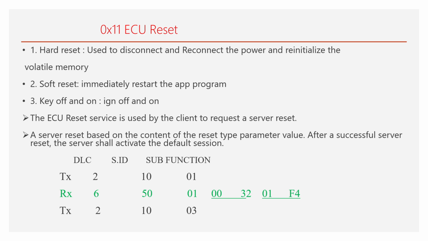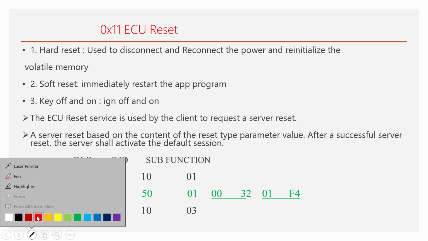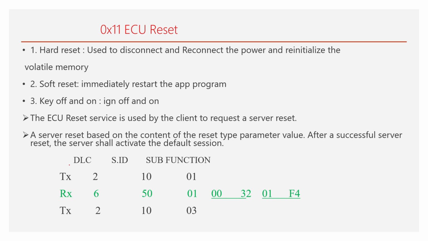See here, in the 11 service the message request format is the DLC, service ID, and subfunction. Sorry, what is the message request format in the 11 service? It is DLC, service ID, and subfunction. What are the subfunctions and the service IDs? We have to utilize these from the DLC. This is the DLC, this is the service ID, and this is the subfunction we use in this service.